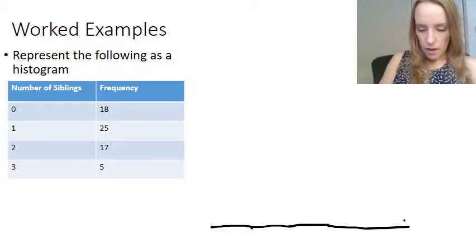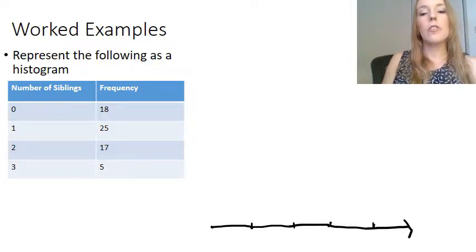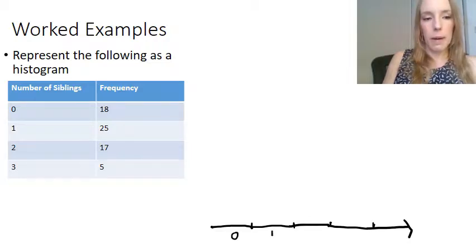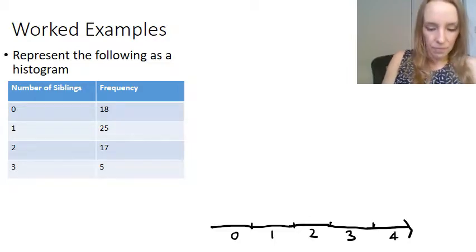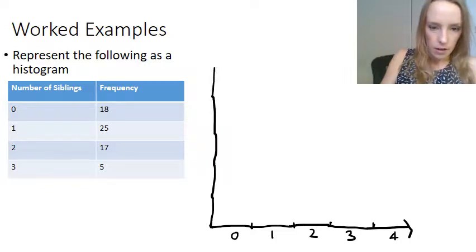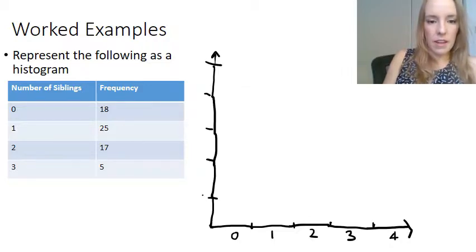So 1, 2, 3, arrow. You would use a ruler in your books. I do not have a ruler to use, so my lines will not be as straight as I would expect yours to be, so please use your rulers. Okay, we kind of run out of space there. 4. Okay, going up here, we'll go 5, 10, 15, 20, 25.